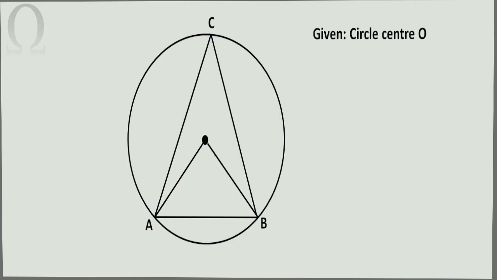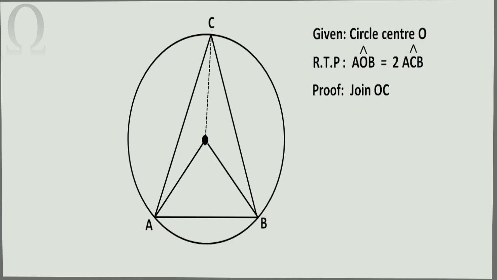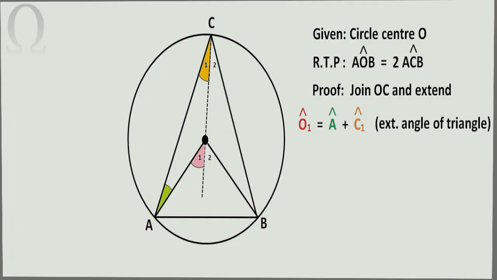Given circle center O, with chord AB, and any point, C, on the circumference of the circle, we are required to prove that angle AOB equals twice angle ACB. To start this proof, we join points O and C, and extend the line. In triangle AOC, angle O1 equals angle A plus angle C1, the reason being that the exterior angle of a triangle equals the sum of the two opposite interior angles.